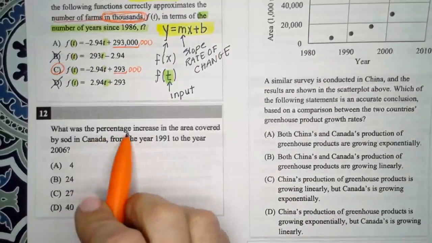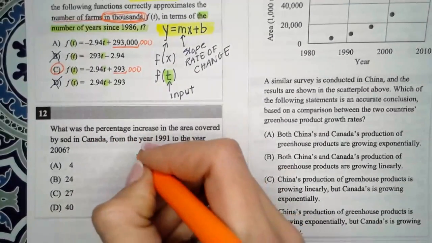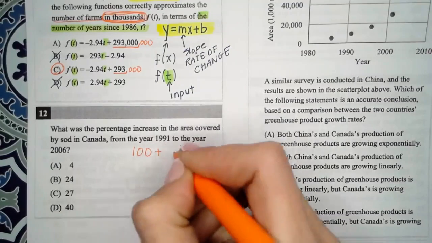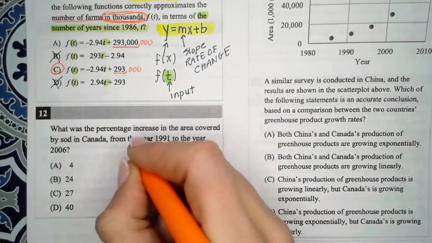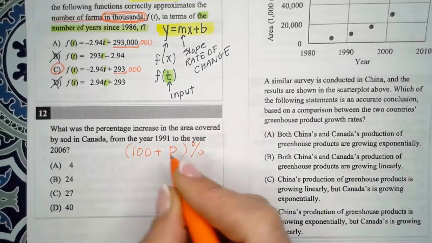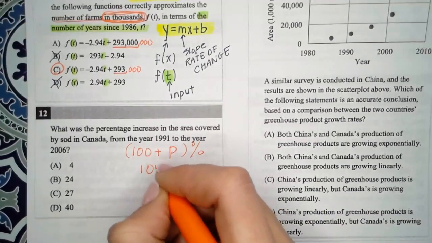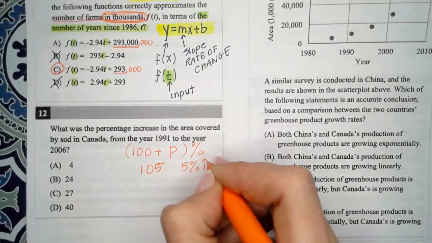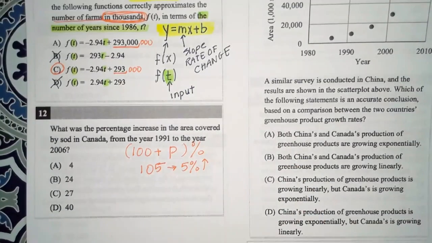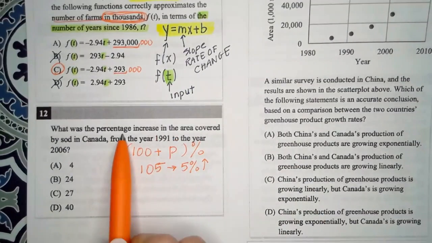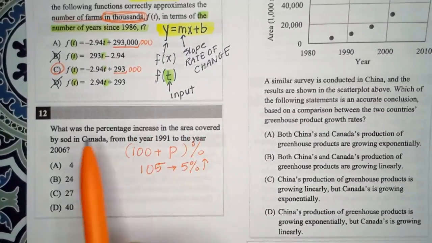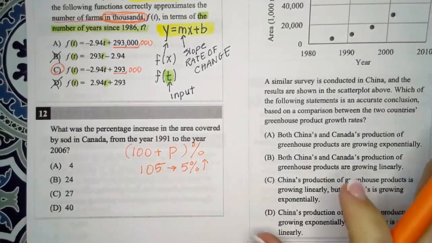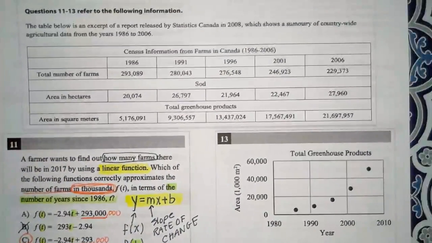What was the percentage increase? So that means if we have a percentage increase, we might have 100 and a certain amount, P percent, in my problem. If you get 105, that means it was a 5% increase, right? That's what these things mean. What was the percentage increase in the area covered by sod in Canada from the year 1991 to the year 2006? Okay, let's look at the table.